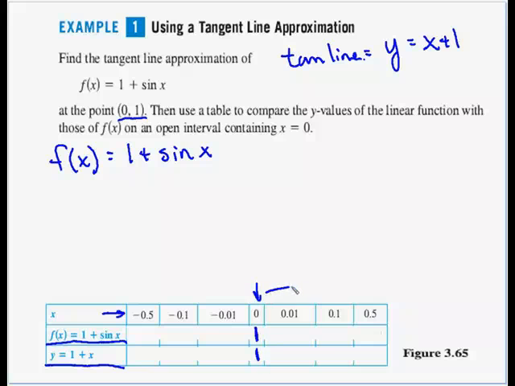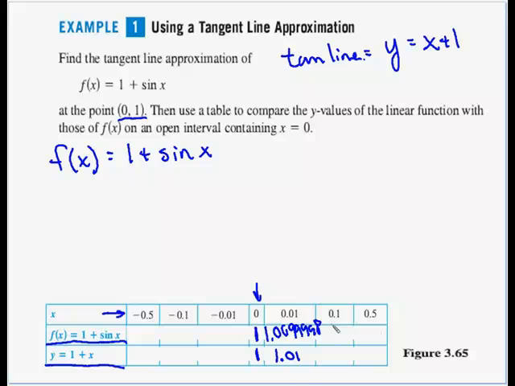And we're going to see as we drift away from that point, we're going to get an error between the two, and it's going to grow the farther away we get from 0. If we plug 0.01 into the original equation, we get 1.0099998. And if we plug that same value into our tangent line approximation, we get 1.01. Very, very close. Our value at 0 was identical. As we drifted 0.01 away from that value of 0, we're still pretty close to being equal.